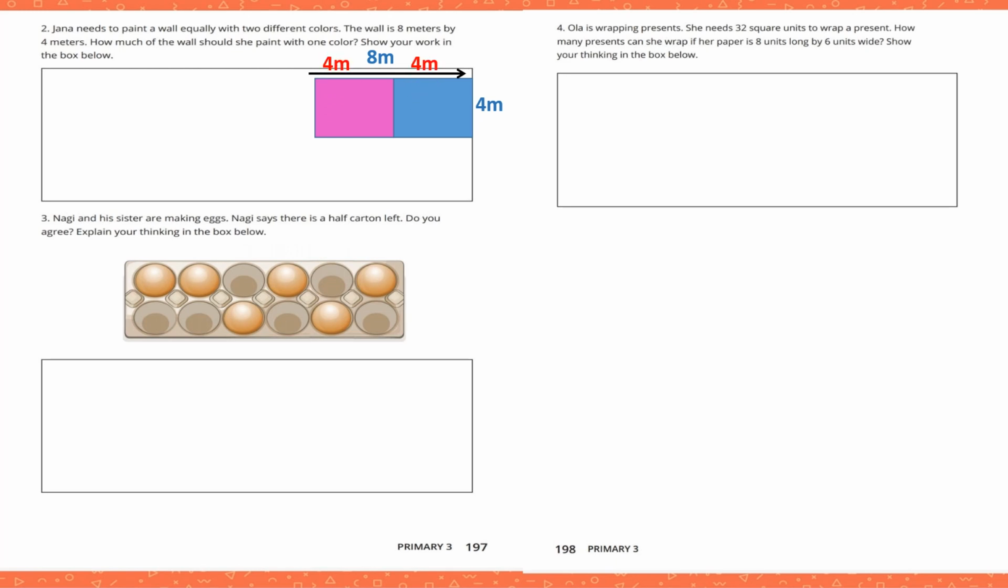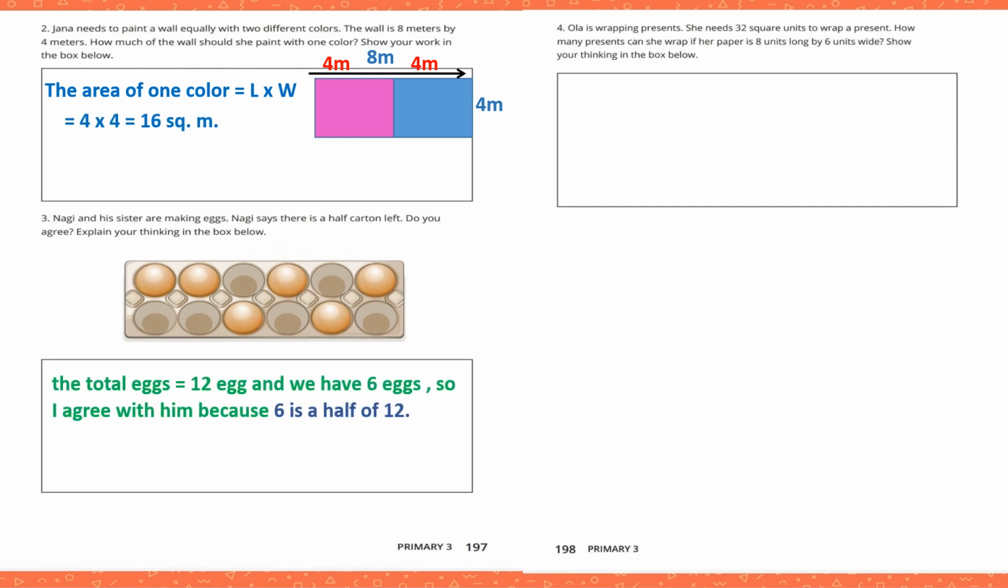The length equals 8 meters and the width equals 4 meters. I want half of the rectangle to be one color. So the area of one color equals length times width. So 4 times 4 equals 16 square meters.